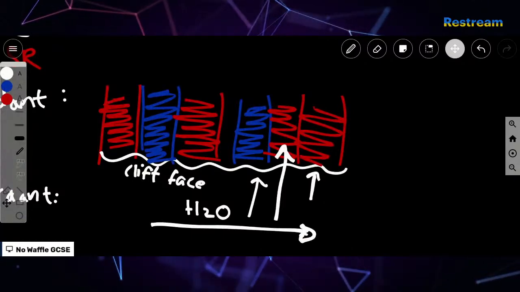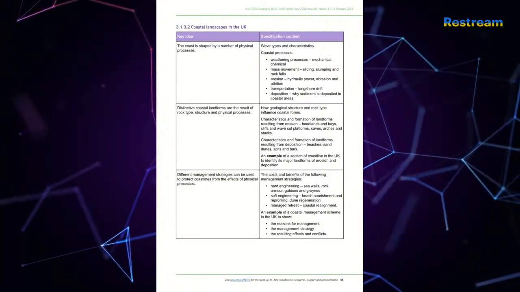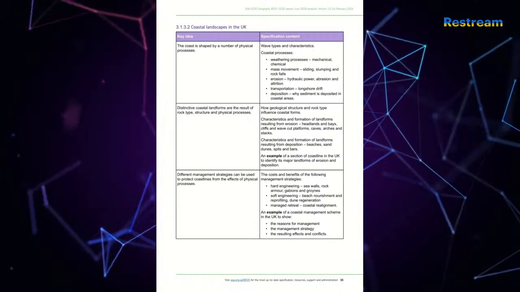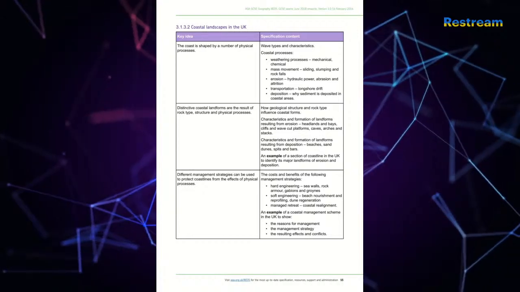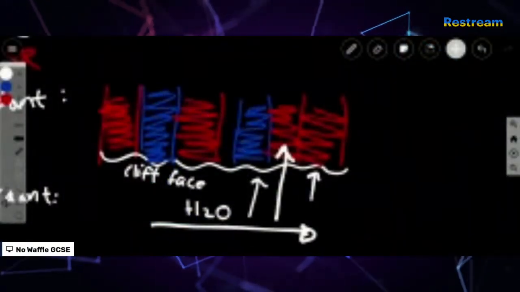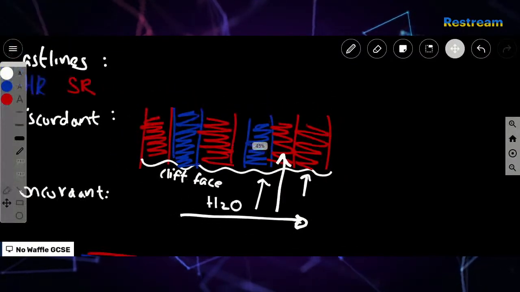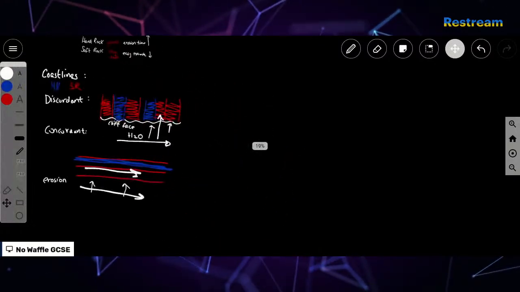So that ticks off the first point of the spec, in which you need to know how geological structure influences the coastal forms. Now we have to look at landforms such as headlands and bays, which we need to focus in on, and wave-cut platforms, which happen due to the alternating bands of rock. So, firstly, we have headlands and bays.